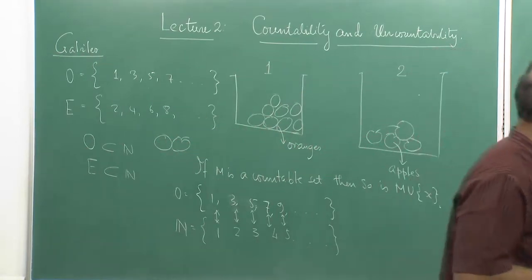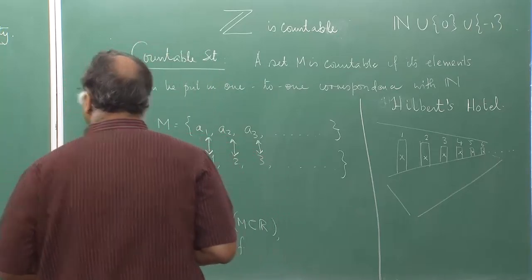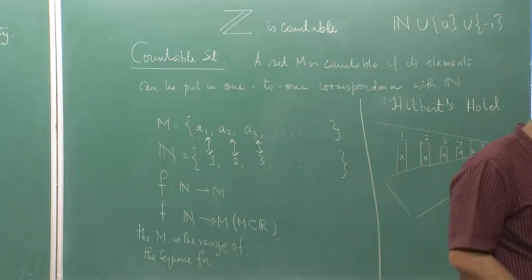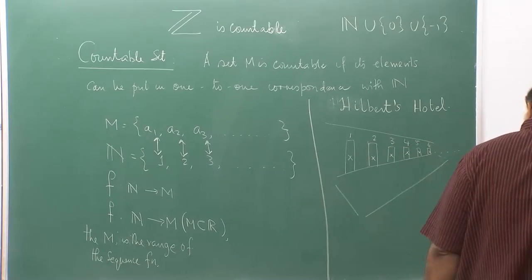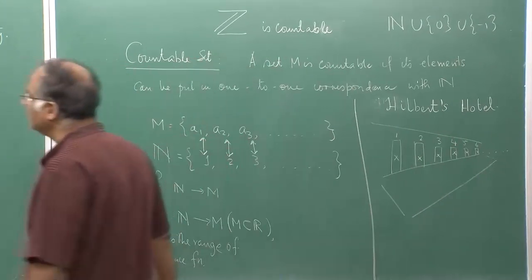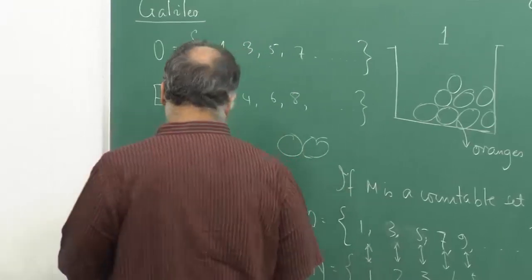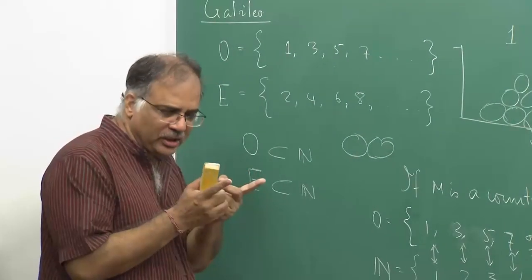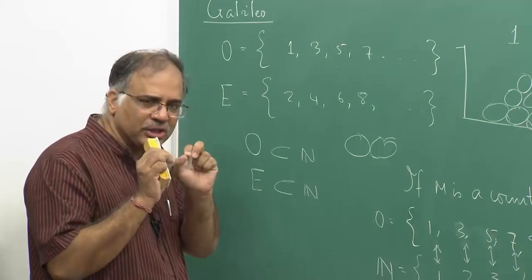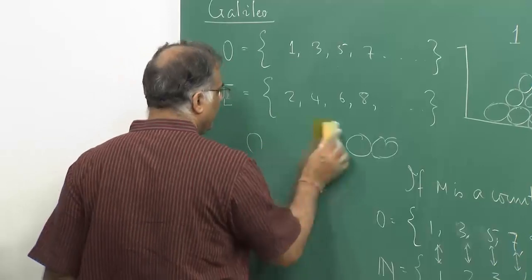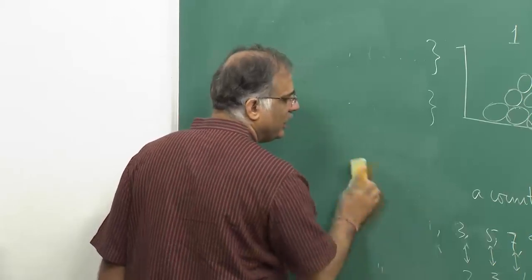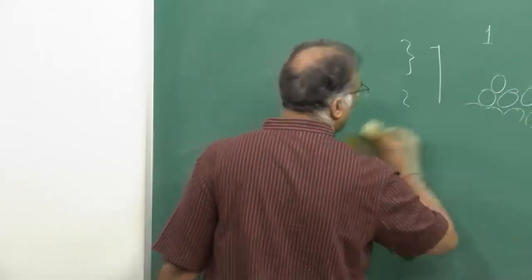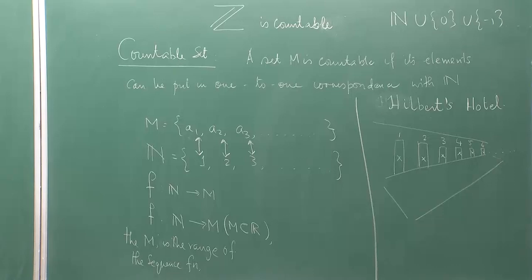Now we are going to speak about the countability of the rationals, that rational numbers are also countable. Remember, rational numbers are dense in the sense that if you take any real number and take an open interval around it, you will always get a rational number there. Same with irrational numbers. But still the rational numbers are countable, in the sense that we can put them in one-to-one correspondence with the set of natural numbers.